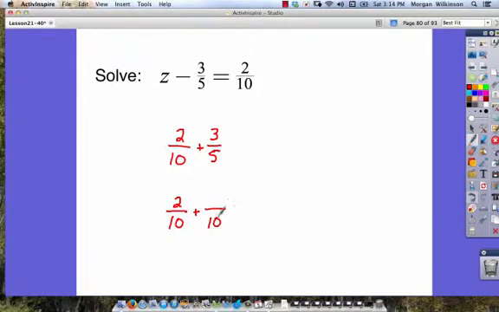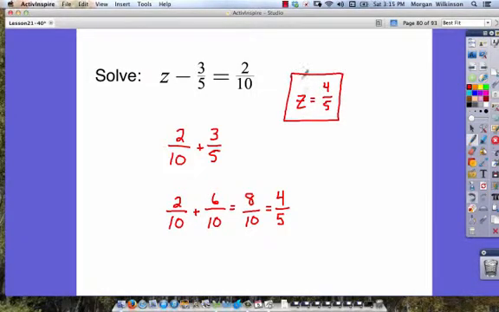We double 5 to get to 10, so double 3 to get to 6. So 2/10 plus 6/10, that must be 8/10. Both of those are even, so we need to reduce. We're going to cut them in half to get 4/5, because 4 is half of 8 and 5 is half of 10. So we've got our answer. In this problem, z must be equal to 4/5. We've got our final answer, and we found it by adding 3/5 to 2/10, because this problem was hard to look at and use mental math to solve.